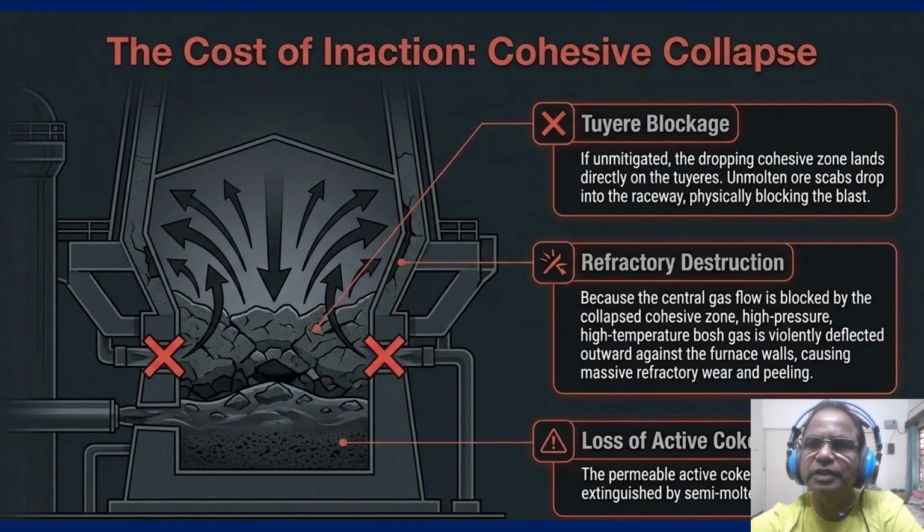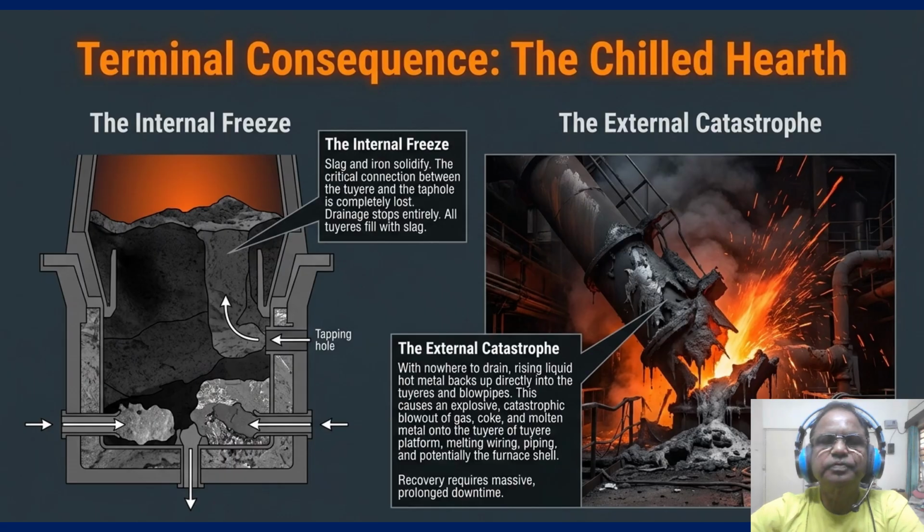You are no longer running a furnace, you are presiding over a cooling mass of iron and slag that is destroying the very vessel that contains it. This internal chaos culminates in the absolute worst case scenario for any iron maker, the chilled hearth. So let us talk about the consequences of the chilled hearth. So we have reached the point of no return.